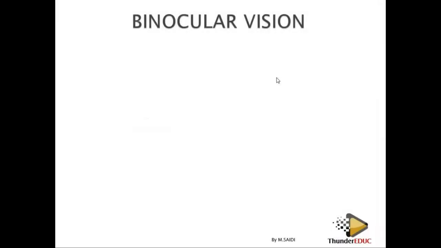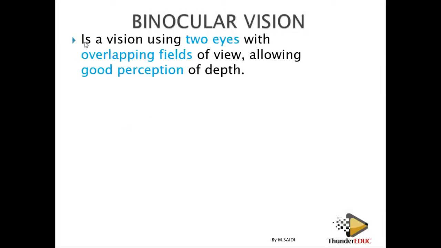Let's look at binocular vision. Binocular vision is vision using two eyes with overlapping fields of view, allowing good perception of depth. It means that you can judge exactly the distance and the size of an organism using these eyes. Multiple images are formed, but the brain is supposed to interpret them as one organism or one individual being viewed.